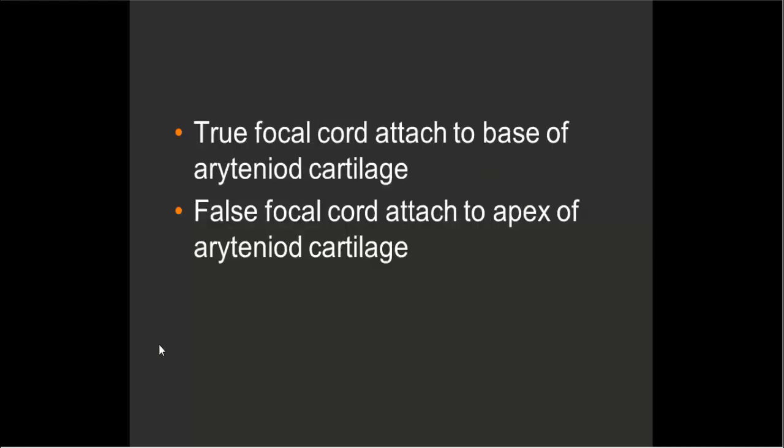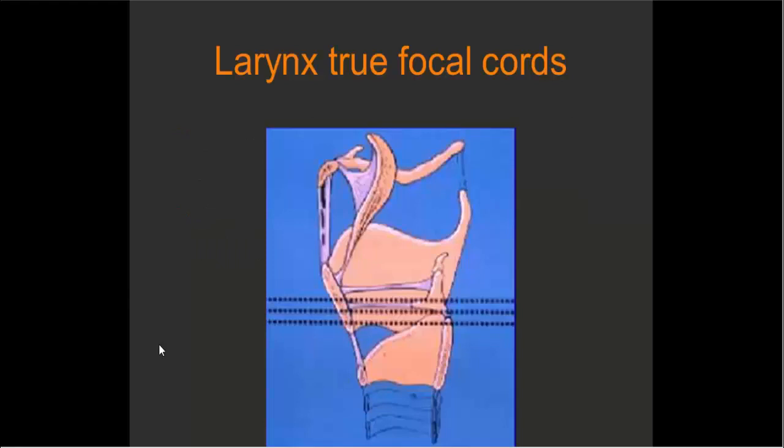The true vocal cord is attached posteriorly to the base of the arytenoid cartilage, and the false vocal cord is attached posteriorly to the apex of the arytenoid cartilage. As we see, this true vocal cord is attached posteriorly to the base of the arytenoid cartilage and anteriorly, at the anterior commissure, to the thyroid cartilage. This false vocal cord is attached posteriorly to the apex of the arytenoid cartilage and anteriorly to the thyroid cartilage. This is the true vocal cord, part of the glottic space, the glottic area.